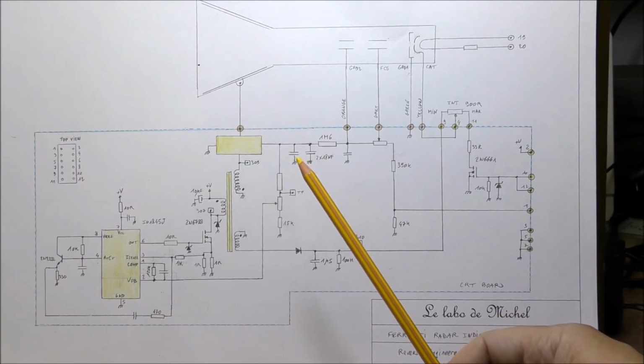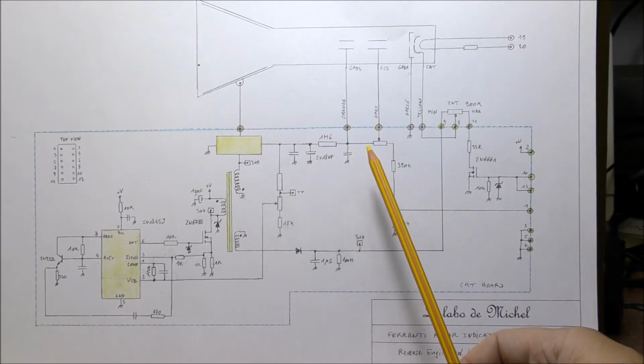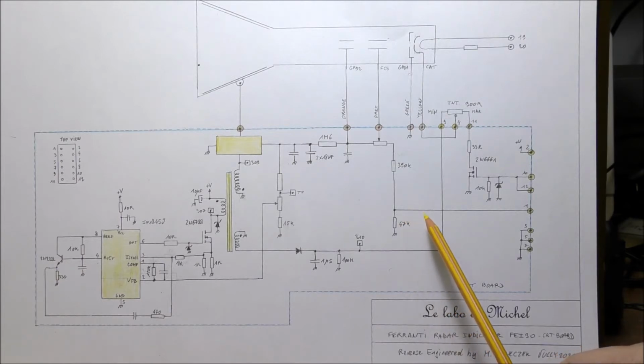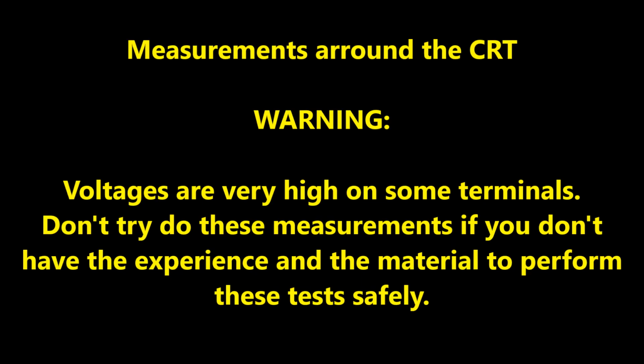From this point, there is a resistive divider in order to generate the voltage at this point on the acceleration grid and also the focus. And there is also this divider here with this 47K. The voltage across this resistor should be relatively small. And this point is connected to one terminal of the connector. So I think that this signal is used for a diagnostic or something like that, maybe in order to see if the high voltage value is correct. Now we can perform some measurements around the CRT.